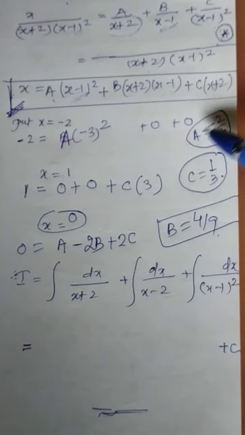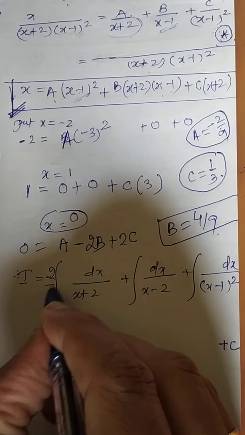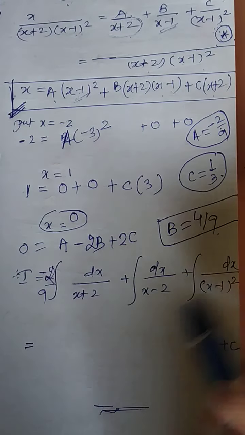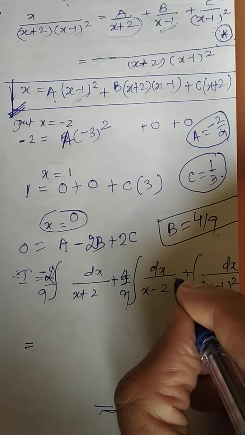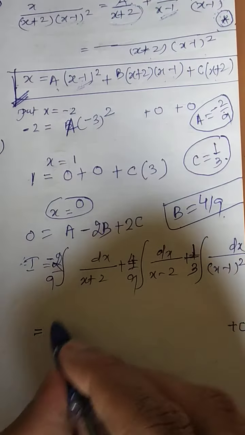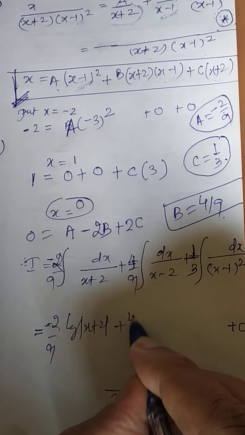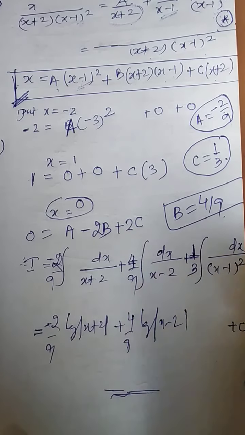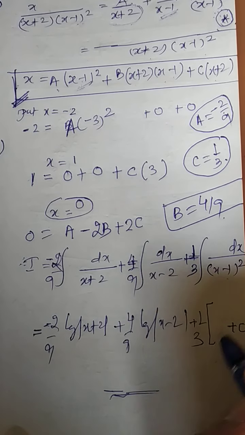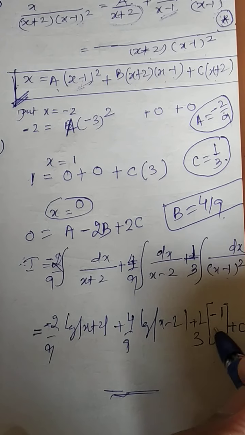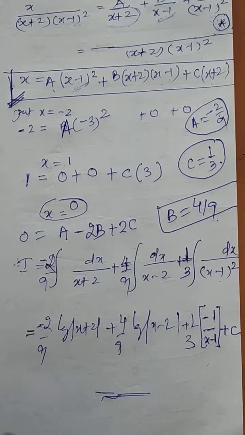Next step is same. Put this A, B, C in the star expression. A is minus 2 by 9. I am keeping minus 2 by 9 outside. B value you got 4 by 9. The value of C you have got 1 by 3. Okay. Now integration. Minus 2 by 9 as it is, log of x plus 2, plus 4 by 9 as it is, log of x minus 2, plus 1 by 3 as it is. What is the integration of this? Tell me integration. It is minus 1 upon x minus 1. So that will be the answer.